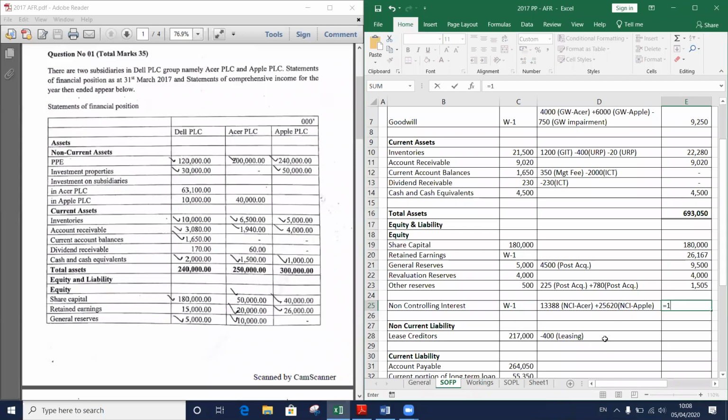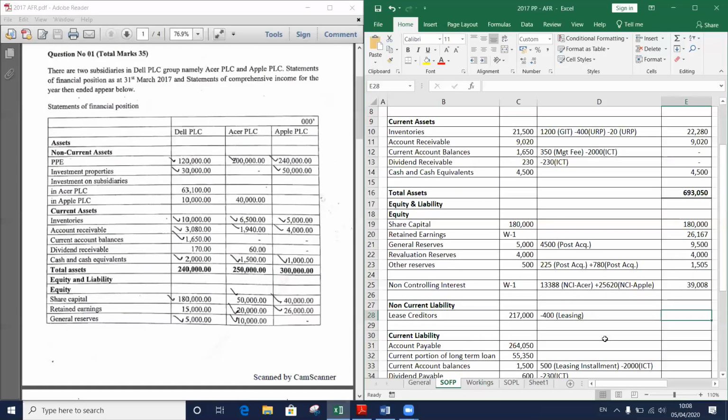Non-controlling interest 13,388 plus 25,620, all together 39,008. Lease creditors all together 217,000 was there, and from that we need to deduct 400 leasing capital repayment.